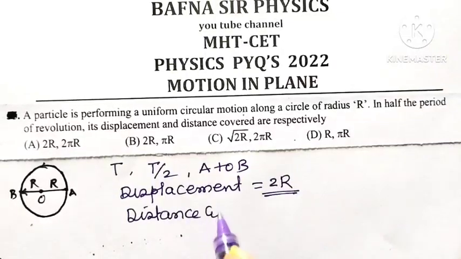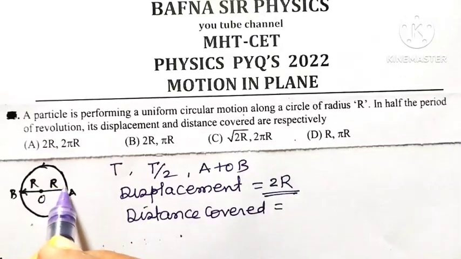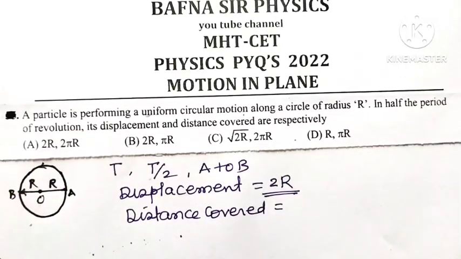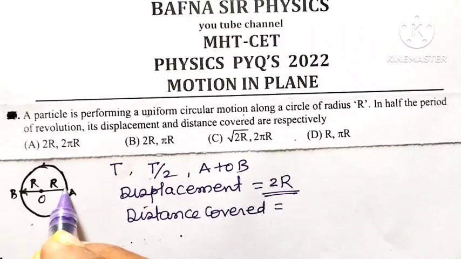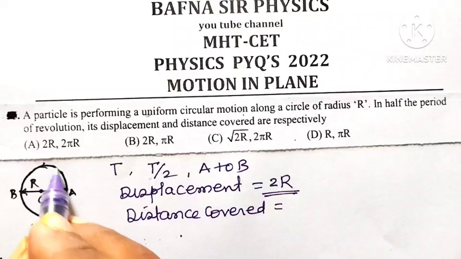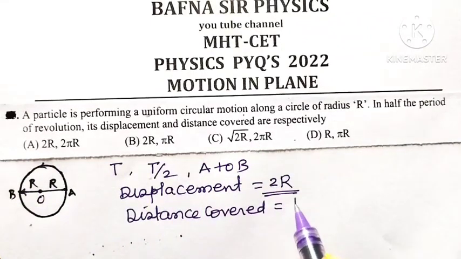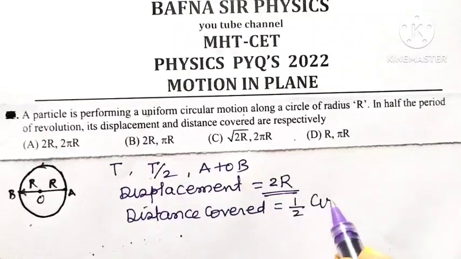while the distance covered by the particle is actually the actual distance along which that particle is travelling, and the particle is actually travelling along the circumference. So, the distance covered by the particle in half the period of rotation is half of the circumference of the circle.